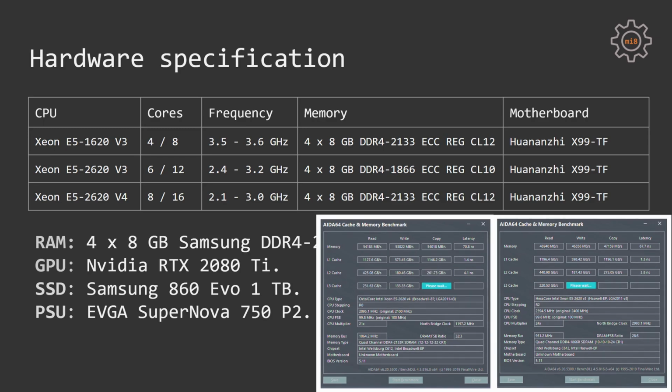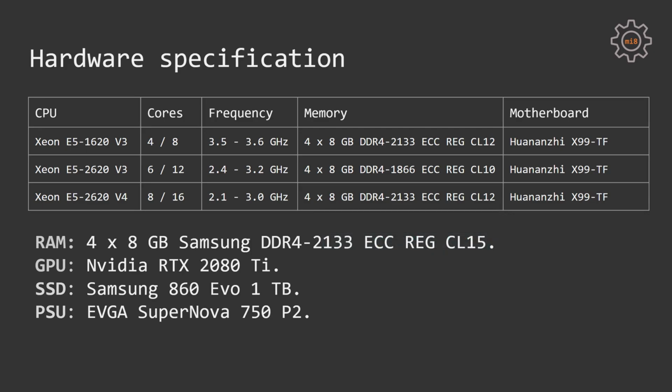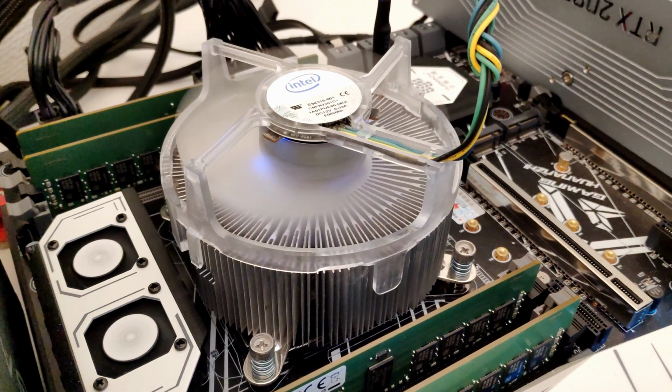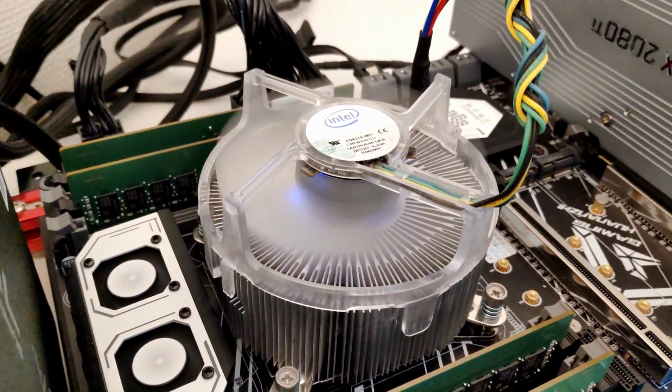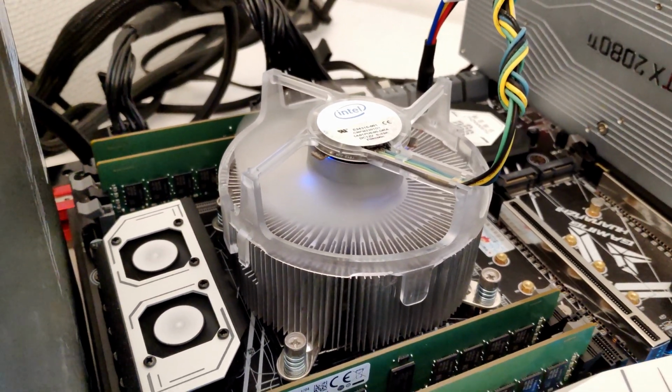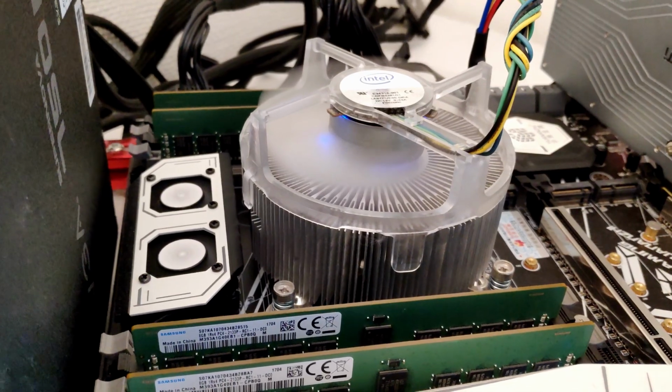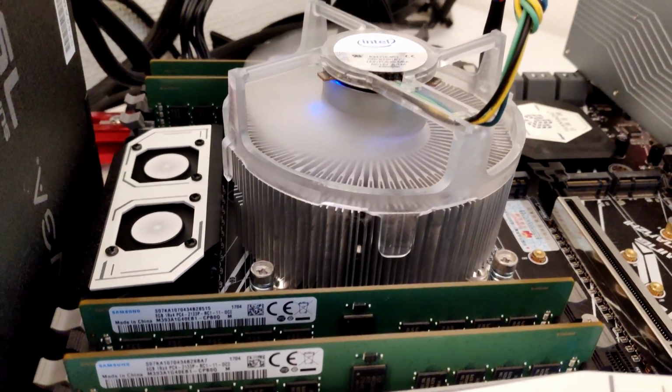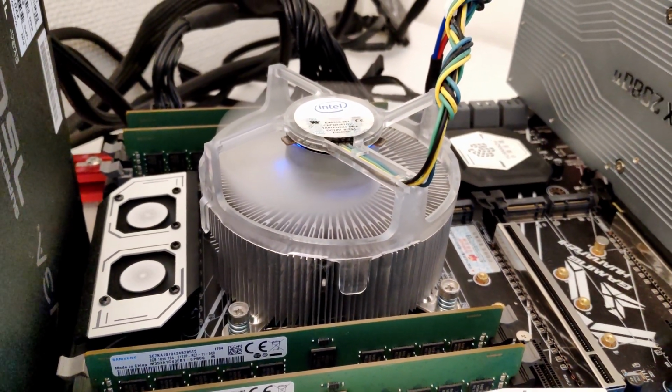Unfortunately, with all Xeon E5 V4 CPUs, it's not possible to apply the turbo boost unlock hack, and under load, this CPU will downclock itself way below 3 GHz. All three CPUs were tested with the HUANAN GX99TF motherboard, and for memory sticks, this time I have picked a cheap option, which is 4 sticks, 8 GB each, DDR4-2133, ECC registered memory from Samsung.